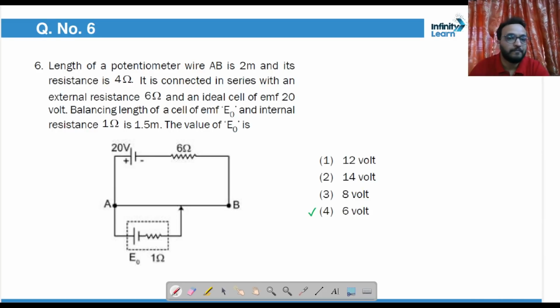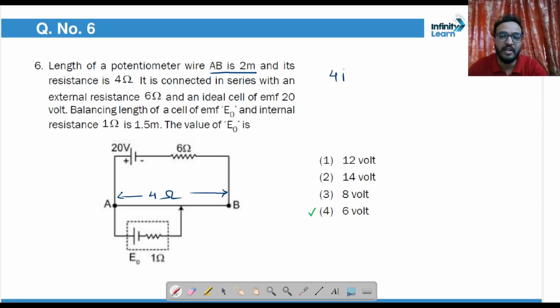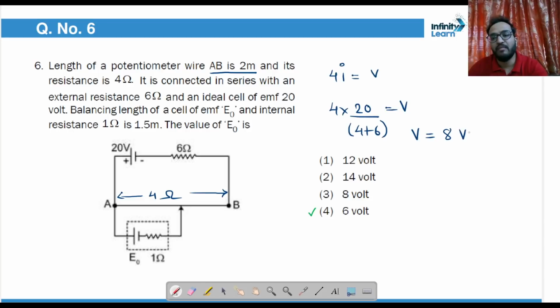Now here, the length of potentiometer AB is 2 meters. The potentiometer wire's resistance is 4 ohms. Perfect. That means overall it is 4 ohms, right? So if I want to find out the potential gradient, how will I do that? See, the potential drop in the 4 ohm resistance will be 4 into I. This is your V. So 4 into 20 upon current, which is 4 plus 6, that is equal to V. So V is equal to 8 volts.